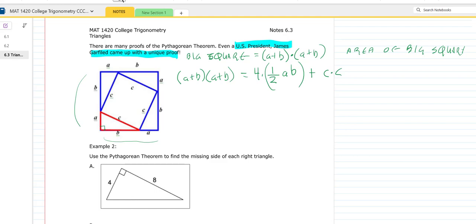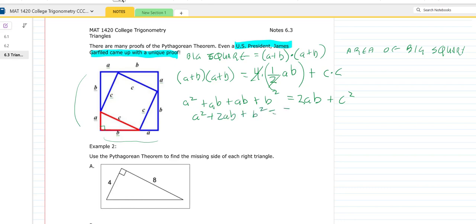I could FOIL this out to get a squared plus ab plus ab plus b squared, like that, with the FOIL. I can go over to this side of the triangle. 4 divided by 2 is 2, so we get 2ab. And then this would be c squared like this. So what happens is you get a squared plus 2ab. Those are like terms.